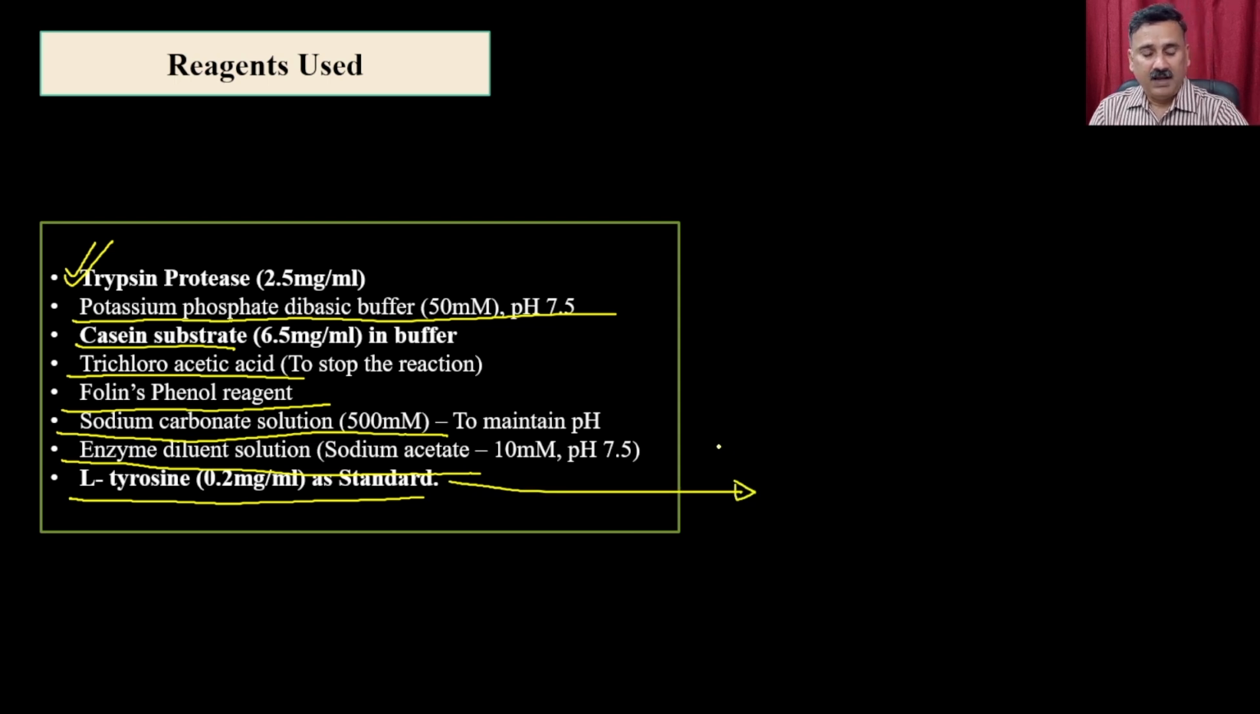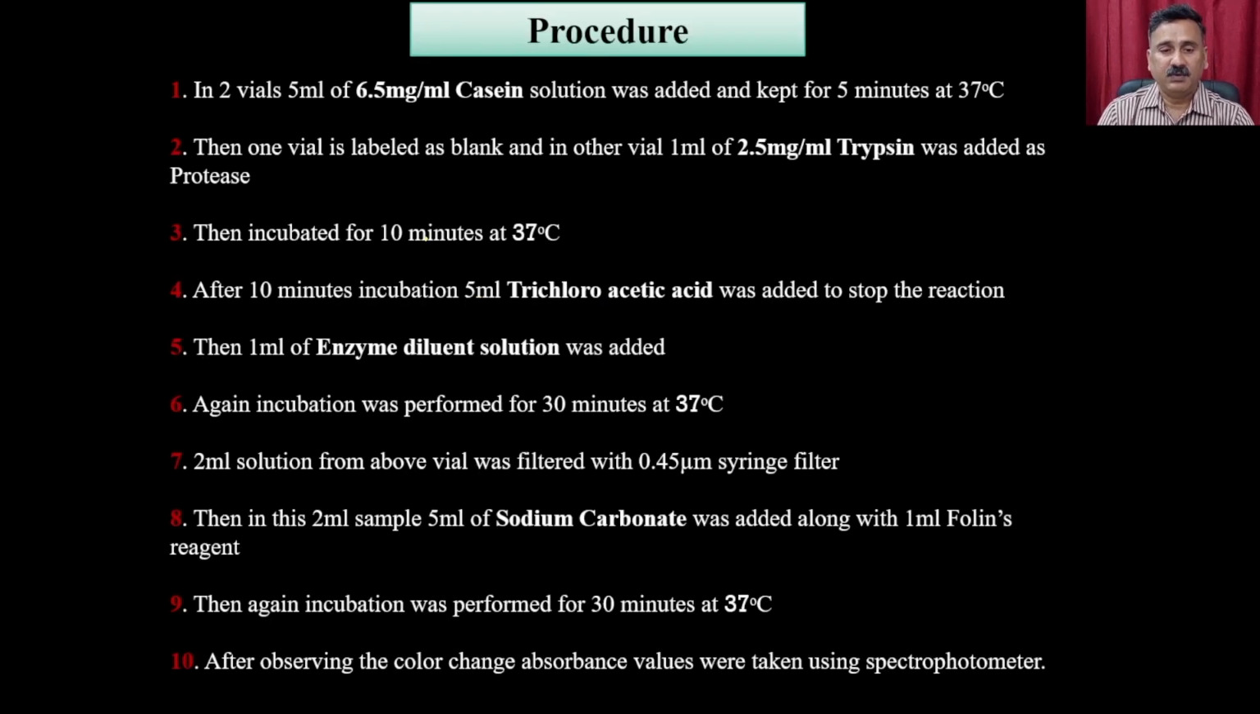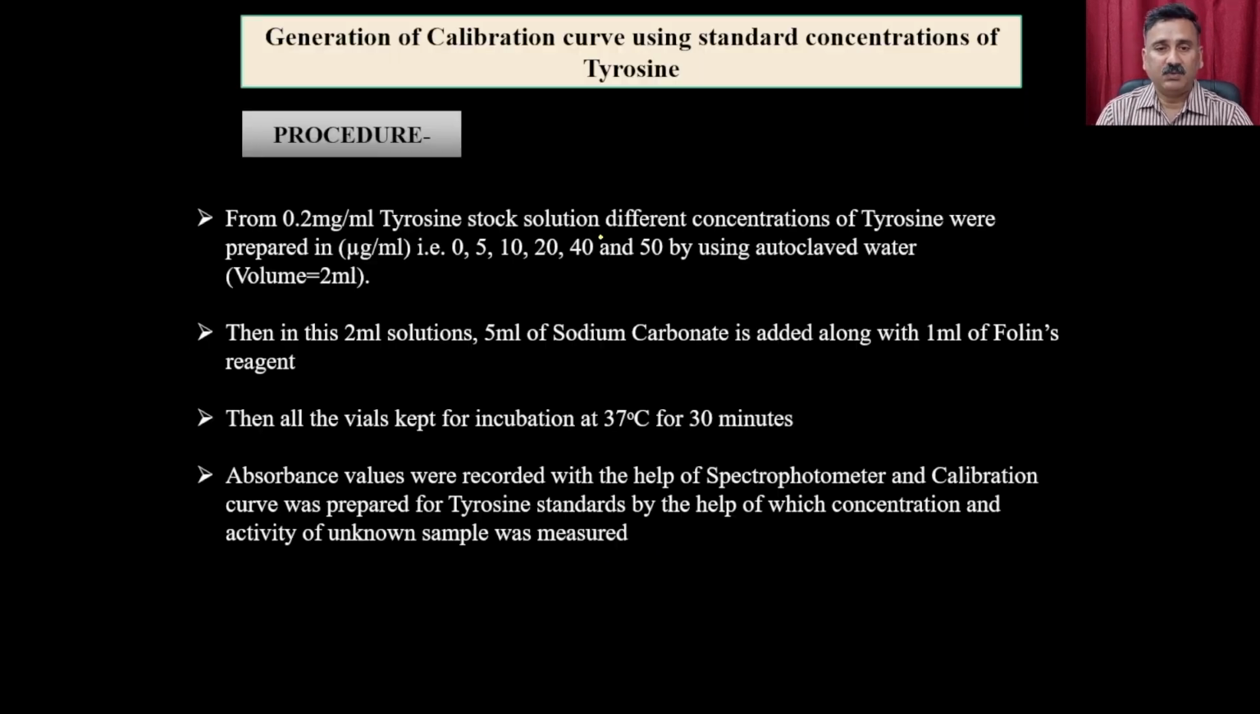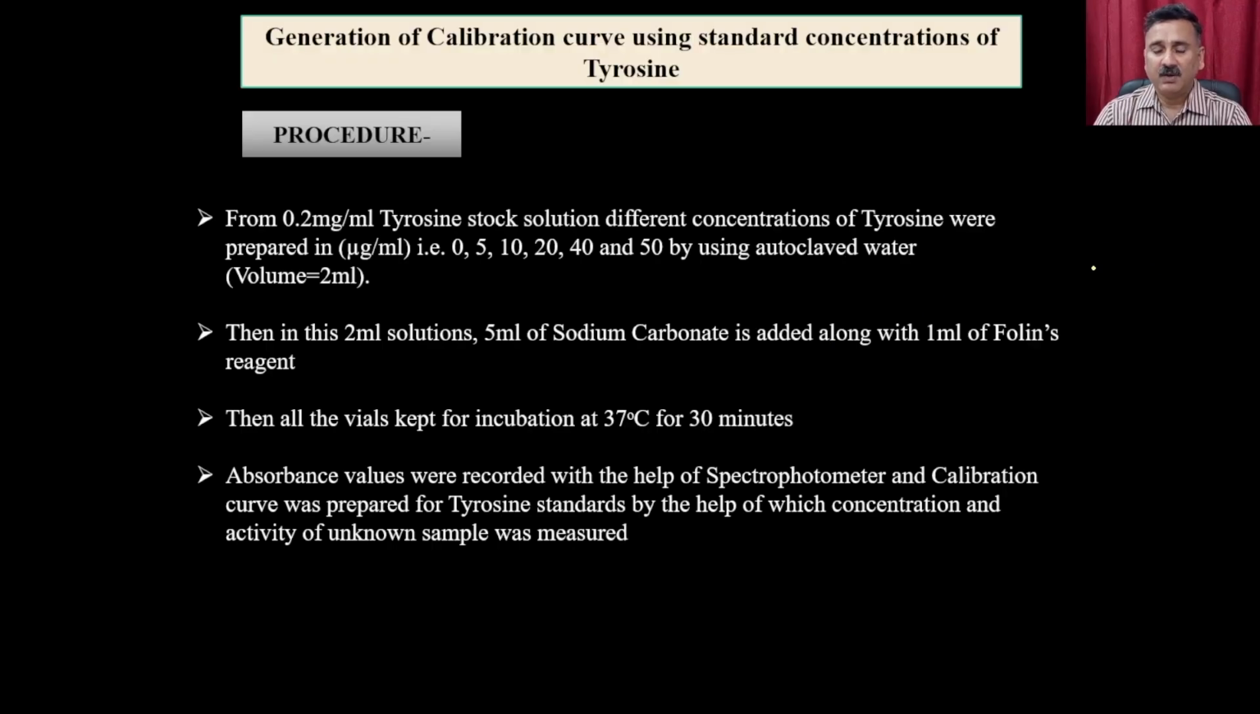standard. And to perform this, you follow this particular procedure, where you incubate the casein with the enzyme and carry out the other reactions, and then ultimately you have the tyrosine standard curve. You run the tyrosine standard curve, and that's how you can calculate the amount of tyrosine liberated in every reaction you perform, and ultimately you can plot that to calculate the Km values.